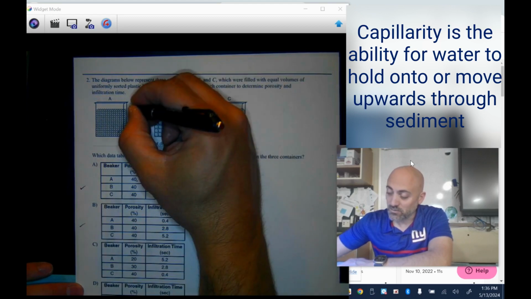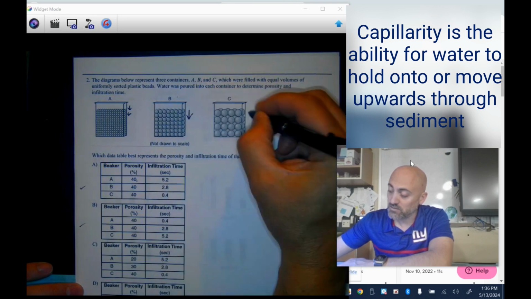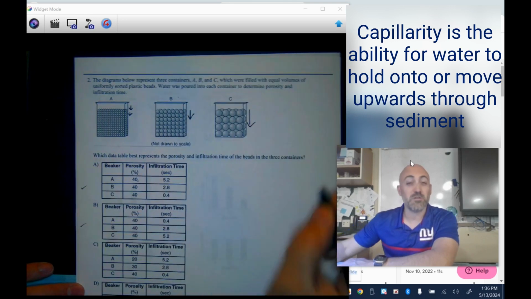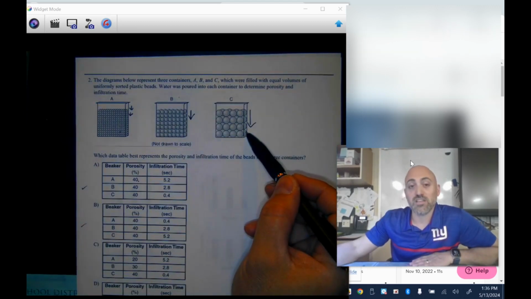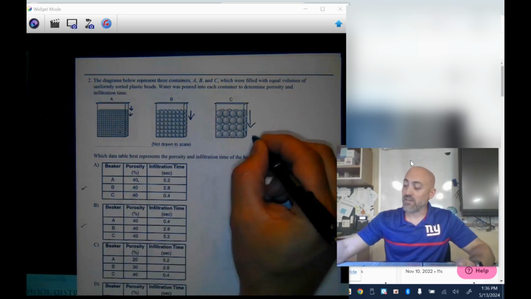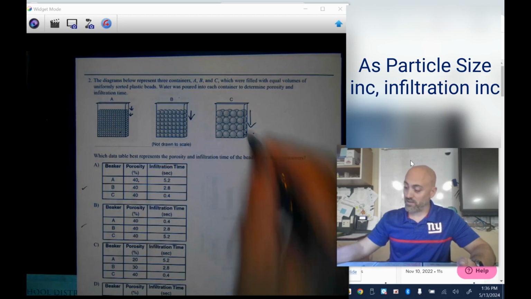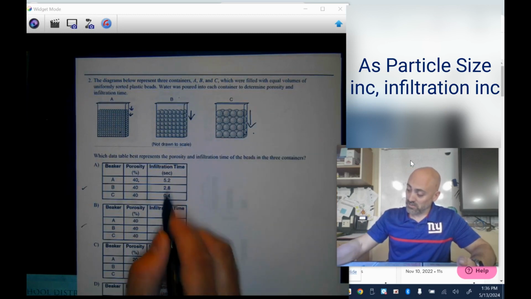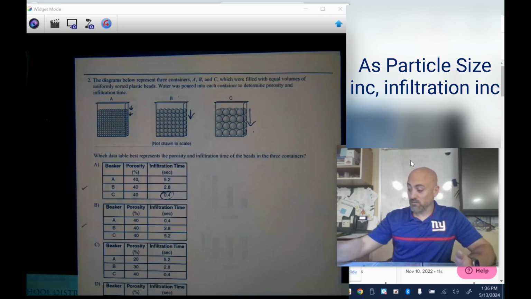Does it make sense that the water is going to move very slow through this one? The water is going to move at a medium speed through this, and the water, it doesn't meet much resistance. So the water is going to move fast through there. So the infiltration time and rate are two different things. This is going to have a high rate, which would be a low time, because it wouldn't take long to win that race. So C, the infiltration time, is the lowest.